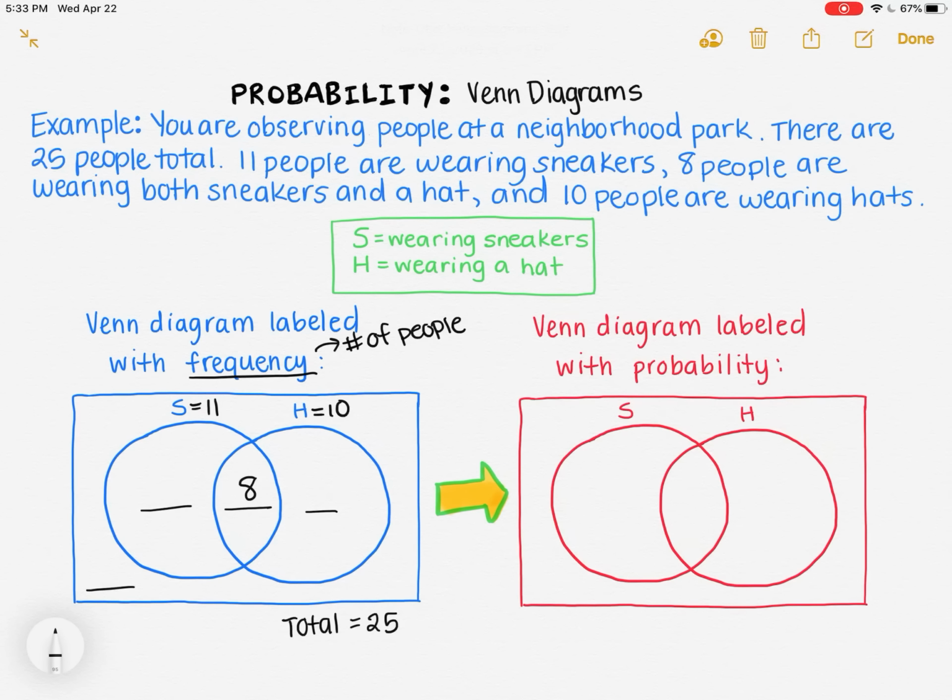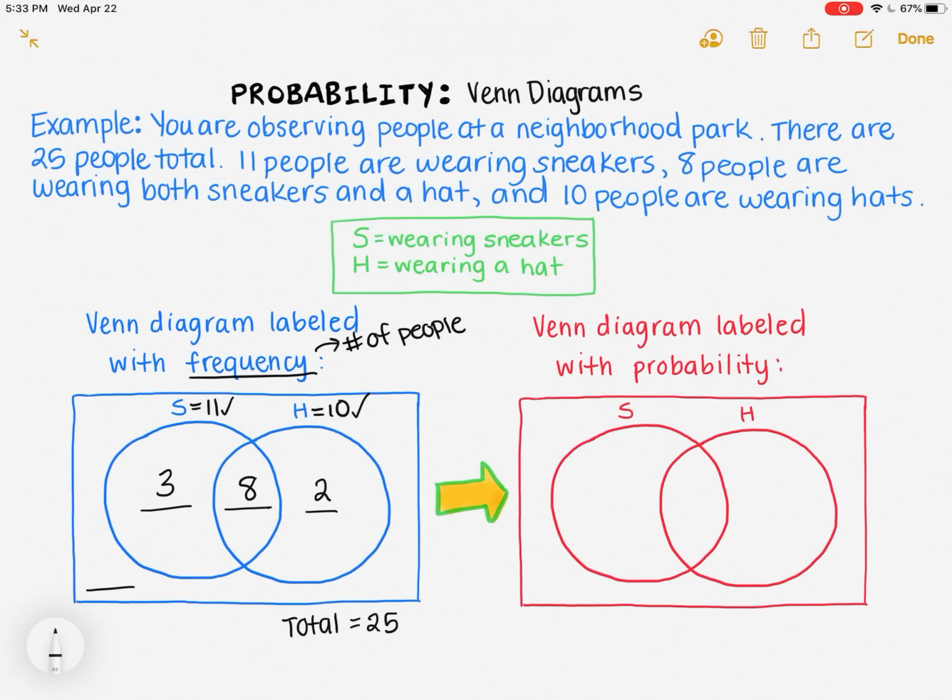Let's start with this blank on the left. If I know that 11 people total are wearing sneakers and 8 of them are wearing sneakers and a hat, then 3 people must be wearing only sneakers. I can check that by doing 8 plus 3, which is 11. Also, since I know that 10 people total are wearing hats and 8 people are wearing sneakers and a hat, there must be 2 people wearing only a hat. I can check that by doing 8 plus 2, which gives me 10 total in this circle.